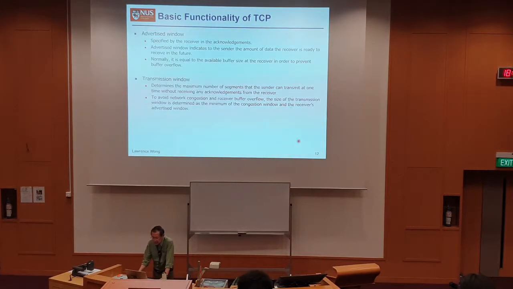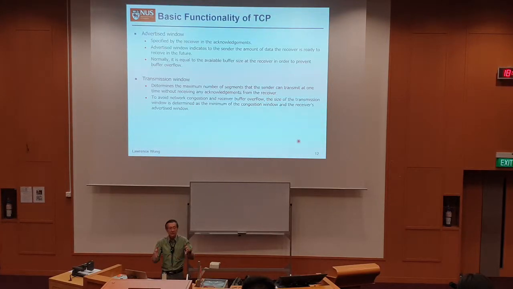It determines the maximum number of segments that the sender can transmit at one time. That means the maximum number of packets it can transmit at one time without receiving an acknowledgement from the receiver. Now the most basic is I send you one, you acknowledge. I send you another one, you acknowledge. That's the most basic one. But now we're saying I can send you n number of packets, then you acknowledge.